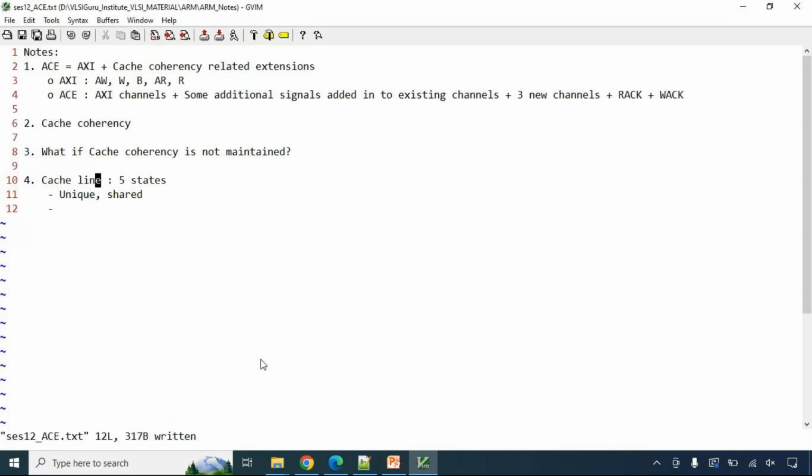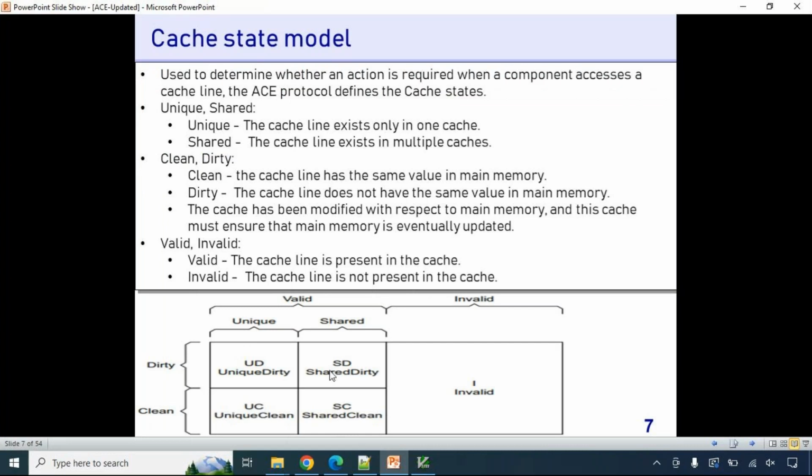Now, for those who probably forgot the concept of cache line, what exactly is the cache line? This is the minimum unit of communication between the cache controller and the memory. Now, how is it relevant to cache coherency? Even coherency doesn't work at individual address locations. It works on a cache line basis. The entire cache line is what is being compared, what is being updated in this whole context. Coming back to this, we discussed 4 combinations: unique, shared, dirty and clean.